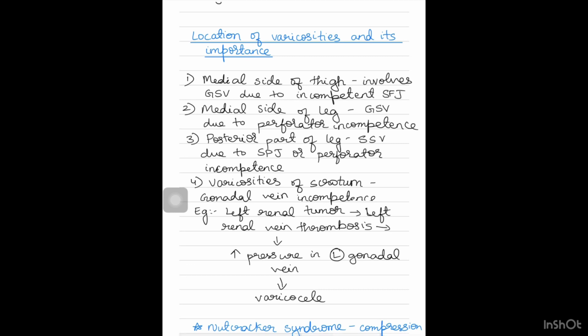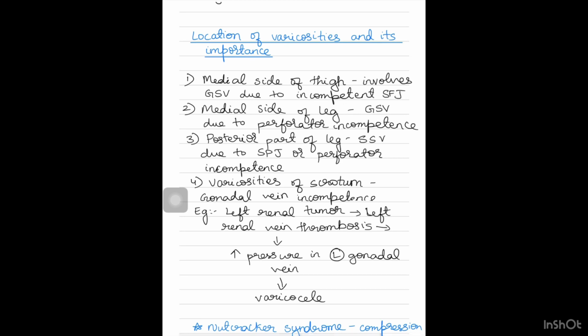Varicose veins on the medial side of the leg are mainly because it is involving the great saphenous vein due to perforator incompetence. Whenever the patient is standing, whatever pressure is in the deep venous system gets transferred to the great saphenous vein. The posterior part of the leg involves the short saphenous vein. It's mainly due to an incompetent saphenopopliteal junction or perforator incompetence.